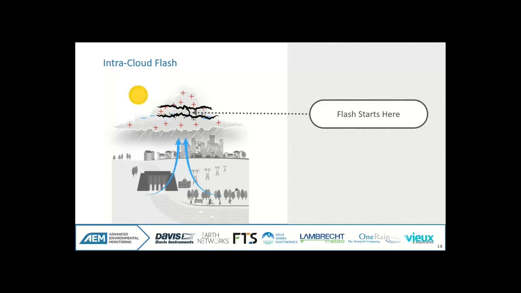So take a look at this schematic here. You see the flash starting in the mid part of the cloud. You see that negative area where there's a lot of ice and charge separation. So it's an area of negative charge, and maybe it attracts a positive charge there. About 90% of lightning is intracloud, as I said.